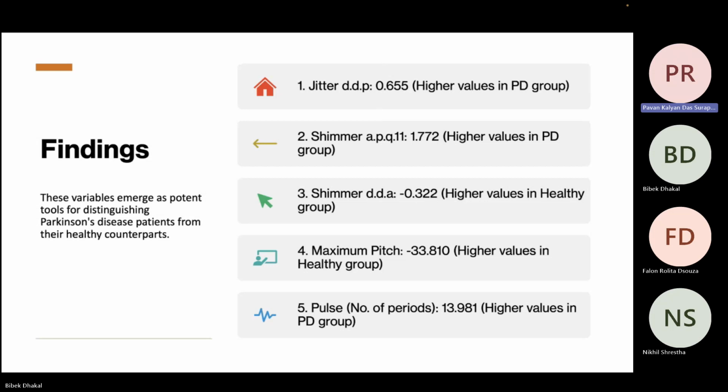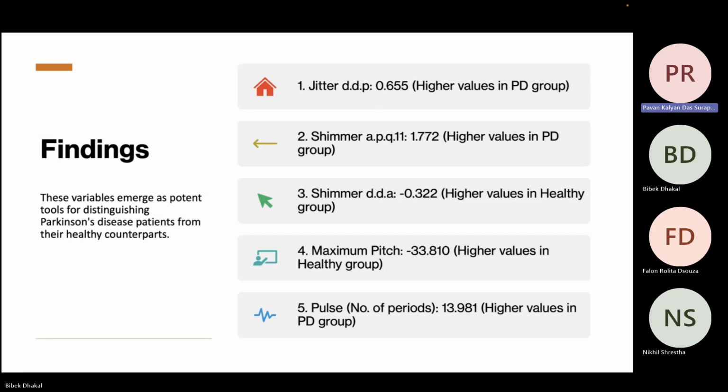Based on this, we observed that whenever the mean difference is positive, the values in the PD group were higher, and whenever it was negative, the values in the healthy group were higher. So based on these mean differences, we were able to conclude that whenever the higher values were in the PD group, it's most likely that the patient can be diagnosed with Parkinson's, and whenever the mean difference was negative, that means the individual might be a healthy person. These variables emerge as potent tools for distinguishing Parkinson's disease patients from their healthy counterparts.